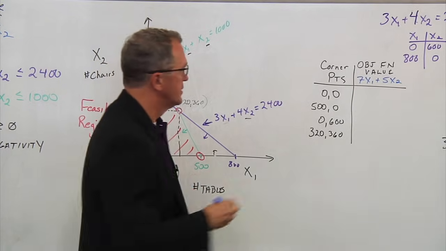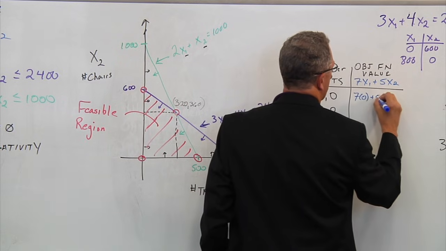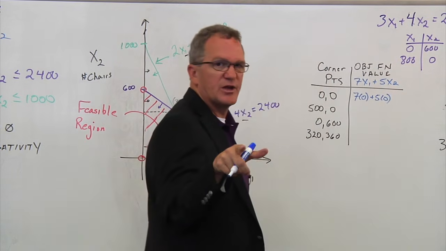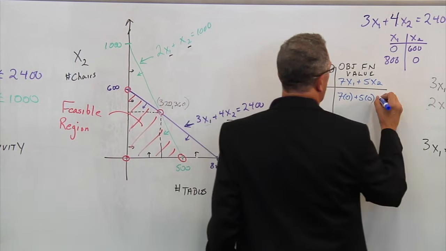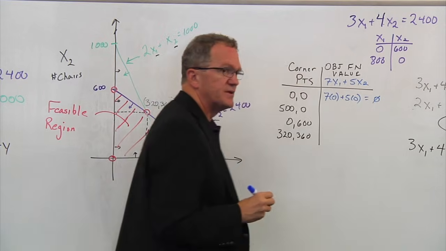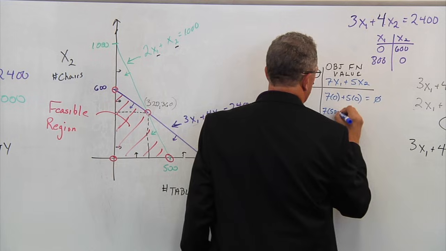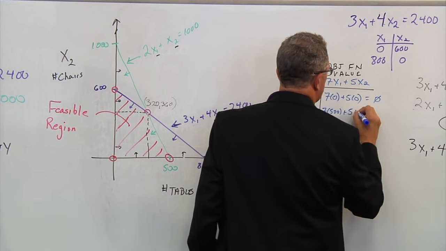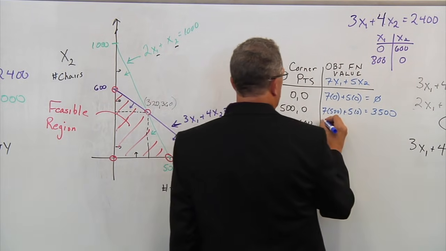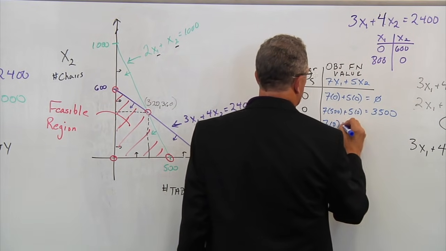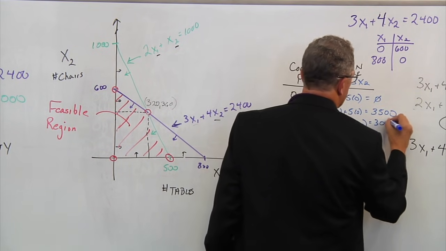So I'm simply going to plug in x1 and x2 into that objective function and find out what my profit is. In this case, I've got 0 and 0. 7 times 0 plus 5 times 0. Do you have your calculators out? I think that comes up pretty close to 0. If I don't make anything, I make no profit. 500 times 7 plus 5 times 0 gives me $3,500 of profit. 7 times no chairs plus 5 times 600 chairs gives me $3,000 of profit.